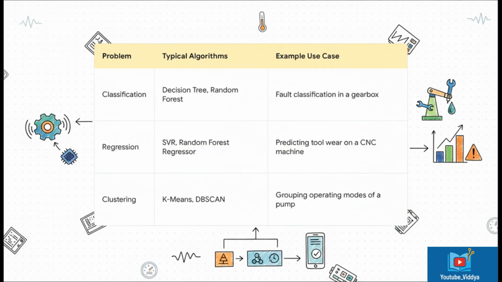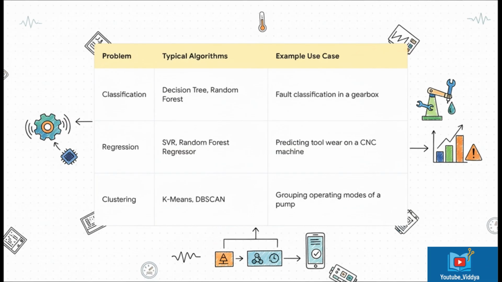So if our mission is classification, like figuring out a specific fault in a gearbox, a decision tree is a fantastic place to start. But if we're predicting CNC tool wear, that's a regression problem. We might reach for something like a support vector regressor. It's just really good at finding that best fit line through complex data.